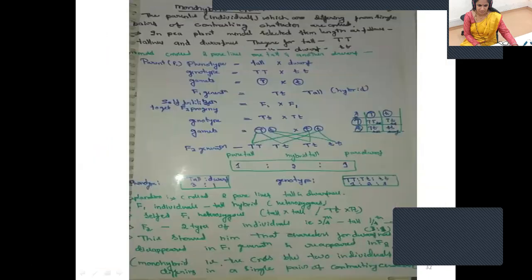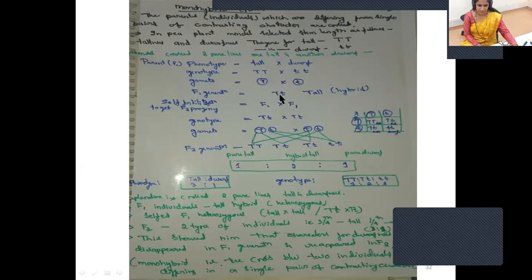Here also you can go through. In the beginning I have written the monohybrid cross definition, and you can also go through this one. Mendel crossed two pure lines, that is one tall and one dwarf. Okay, this is the phenotype and this is the genotype. Capital T capital T, small t small t. Then you need to take out the gametes. Gametes you always need to put in a round circle.